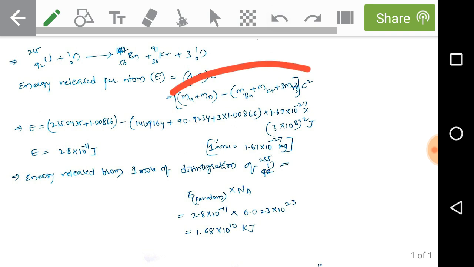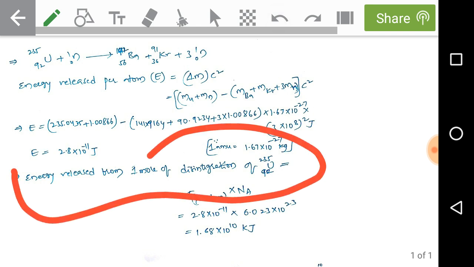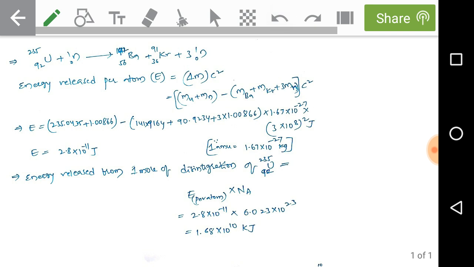Just substitute all the mass values which are given in the problem, and c equals 3 into 10 power 8. Substituting, we get the energy released per atom equals 2.8 into 10 power minus 11 joules. Now the energy released from 1 mole of disintegration of uranium-235 equals energy per atom into Avogadro number. Avogadro number is 6.023 into 10 power 23, and from that we get 1.68 into 10 power 10 kilojoules. Okay, right. Thank you very much.